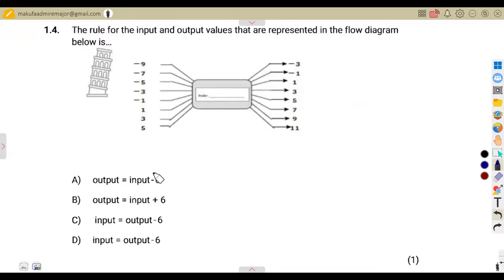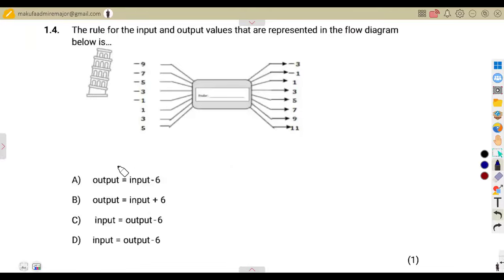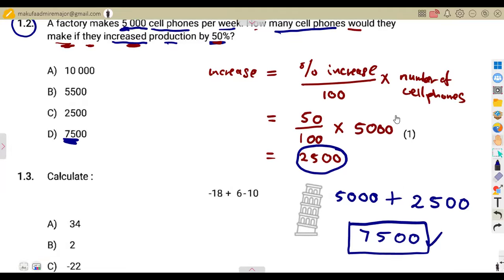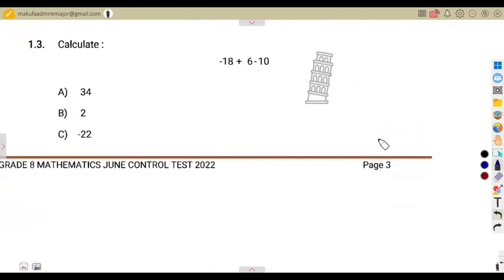So for the increase, you first calculate your increase, and after calculating your increase, you add, because they said how many are they going to make, like the production. How many cell phones are they going to make? So you don't just calculate your increase and leave it there. No, you must also add when it is like this.